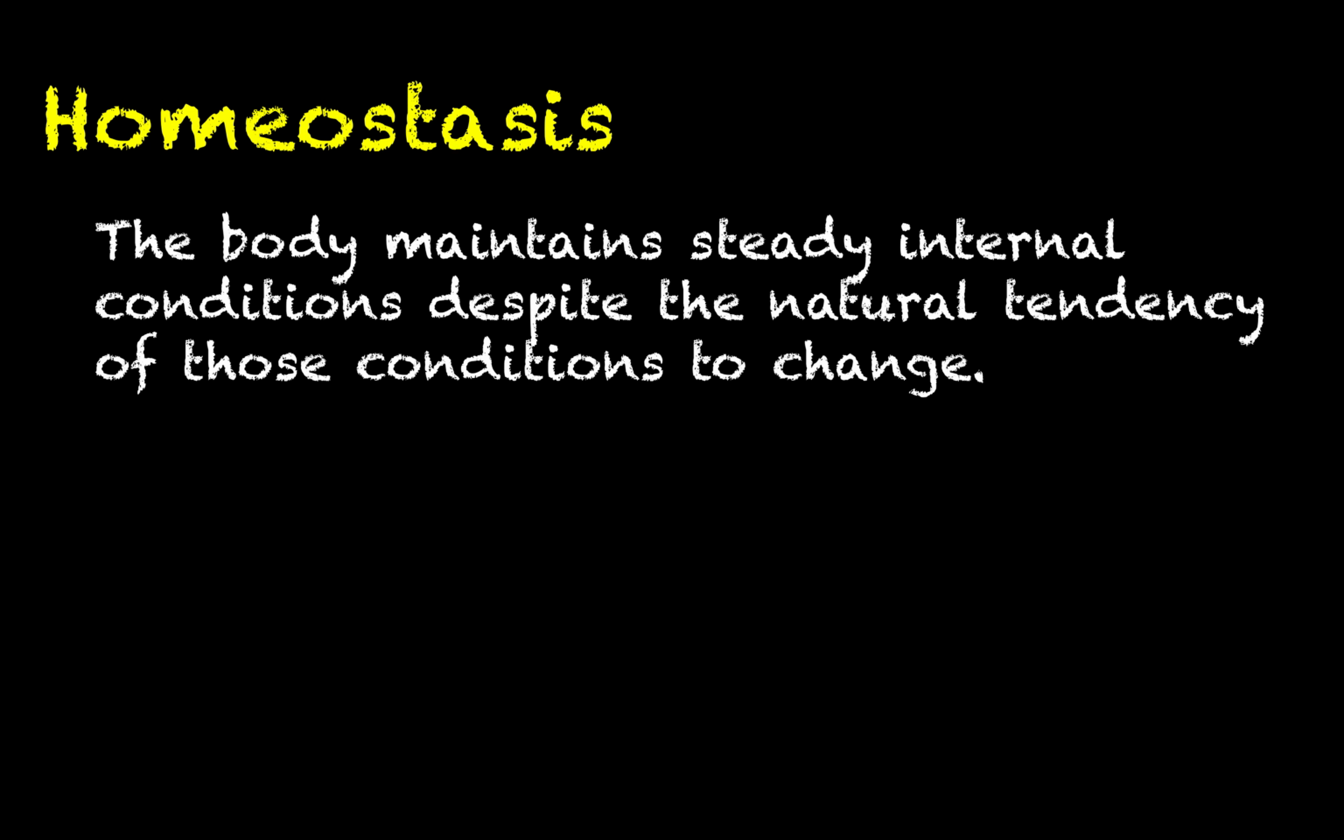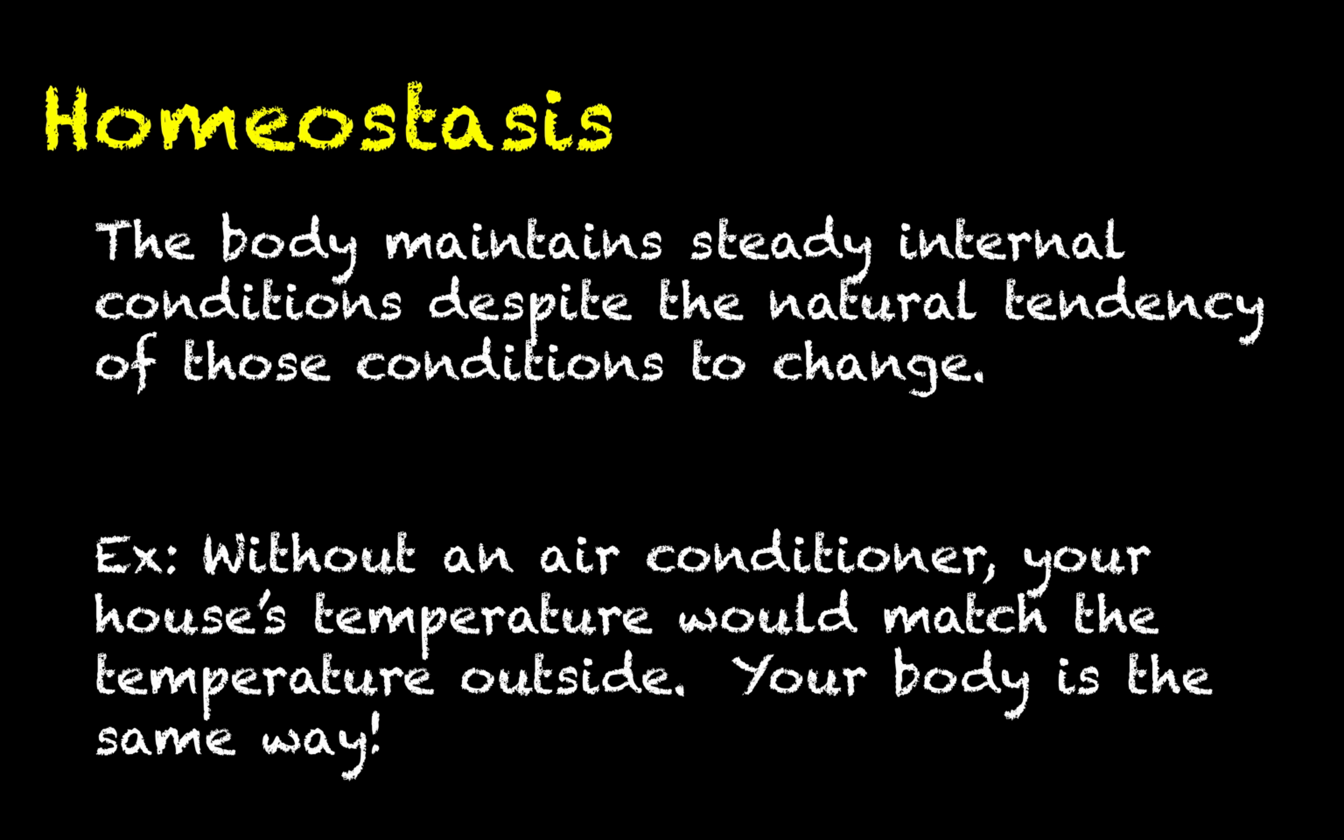The first thing to understand is that the body maintains steady internal conditions despite the very natural tendency of those conditions to either change over time or in response to changes in the external or internal environment. A good example of this is that without an air conditioner, your house's temperature would change to match exactly what the temperature is outside. Is it hot outside? Well, the inside of your house would be hot. Is it cold outside? Well, the inside of your house would be cold. So having an air conditioner or a heater helps to make sure that the inside of your house is very comfortable despite how the temperature outside has a very natural tendency to change.